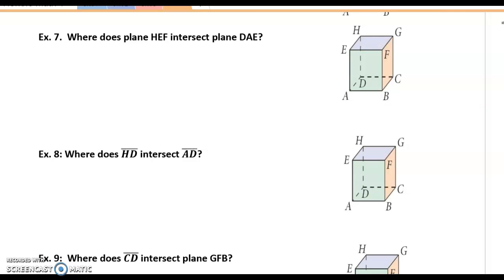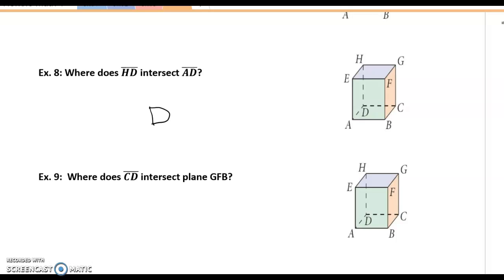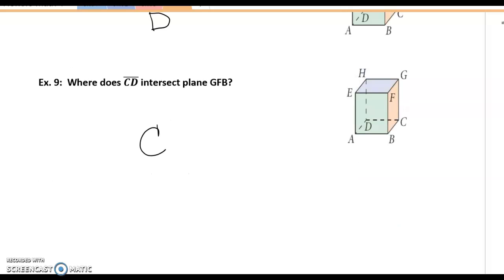All right, again, let's see what you guys can do with examples 7, 8, and 9. All right, for number 7, the intersection of plane HEF and plane DAE is line HE. Where does segment HD intersect segment AD? That's at point D. And then finally, where does segment CD intersect plane GFB? That's at point C.